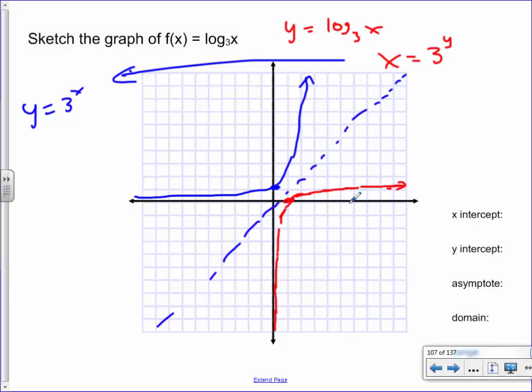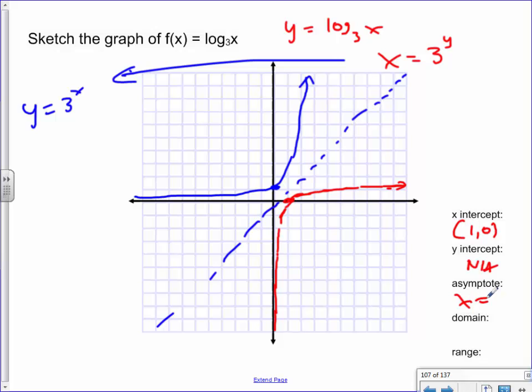How does it affect our properties? Honestly, it doesn't. They're all still the exact same. Your x-intercept is at 1. You don't have a y-intercept. X can't be 0. Not only that, it actually has to be positive. And your range is everything.